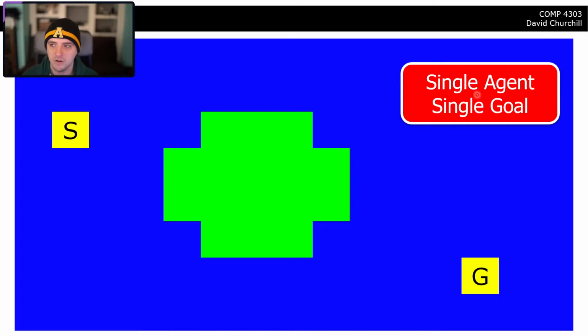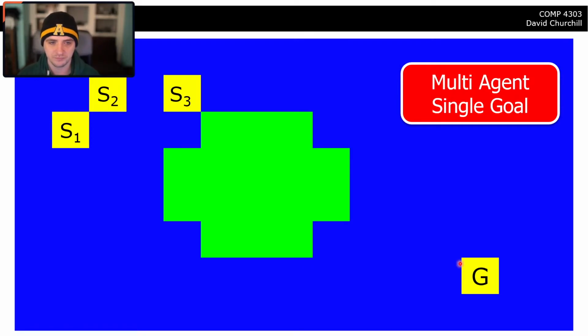So here we have an example of a single agent, single goal problem. We have one agent over here. So this is a starting location for one agent. And down here we have one goal location. So this is really the easiest form of pathfinding. You've got one thing that you want to get to one place. That is probably the simplest form of pathfinding. Next, we would have something like, okay, multiple agents with a single goal.